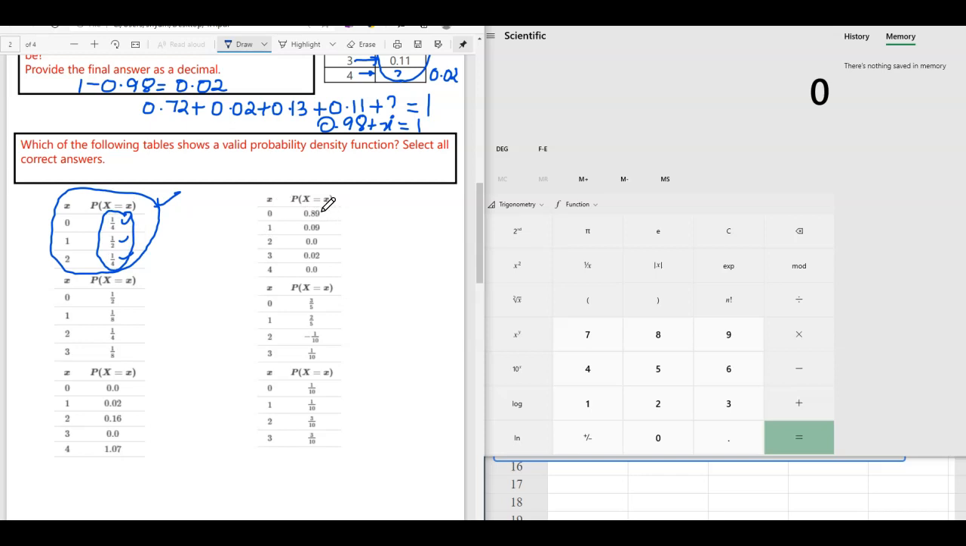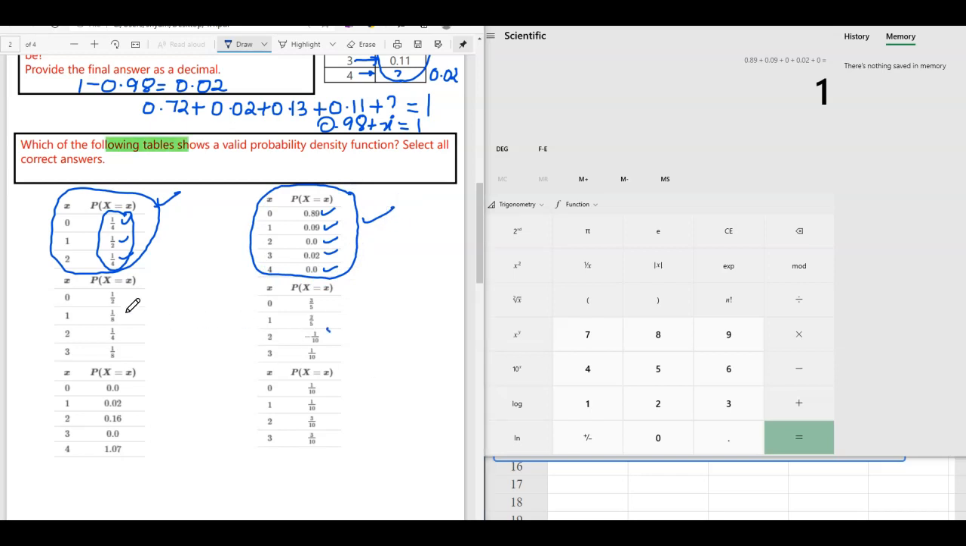Now let's look at the next one. 0.89 plus 0.09 plus 0 plus 0.02 plus 0. Let's go ahead and plug that into the calculator. 0.89 plus 0.09 plus 0.0 plus 0.02 plus 0.0. Enter. That's a 1. So yes, when I add all my probabilities, I do end up with a 1. So I know that this is a valid probability density function.